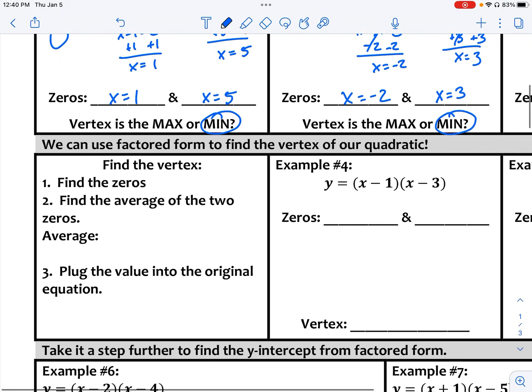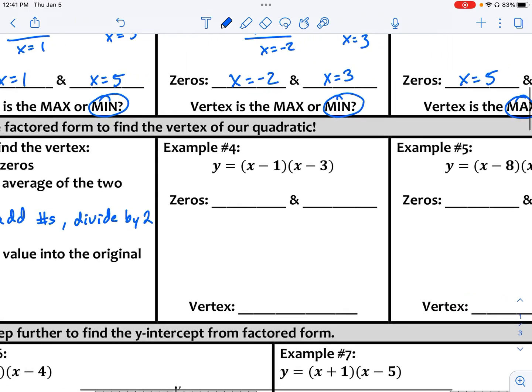All right. We can use factored form to find the vertex of our quadratic. So to do this, to find the vertex, we are going to first find the zeros, which we just practiced, and find the average of the two zeros, so like what's in the middle of them. So for the average, if you don't have a visual to do it, you can add the numbers and then divide by 2. And then you plug the value into the original equation.